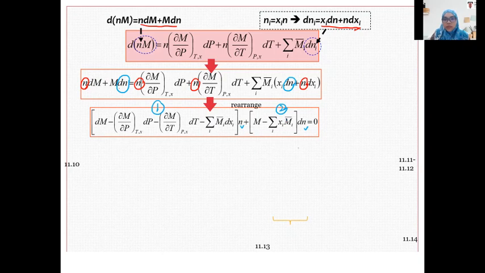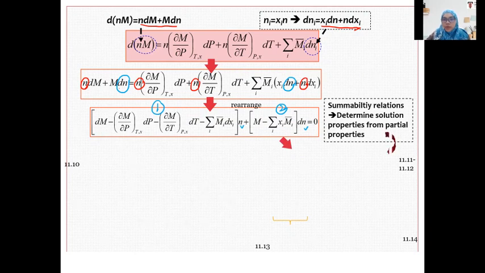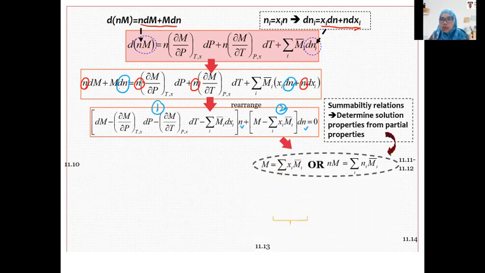Both terms are equal to 0. For this second term, it is equal to the summability relation. It can be expressed as the total thermodynamic properties equal to the summation of the composition times the partial properties. And we also can have this relation if we base it on the number of moles, if we have this composition in the system.